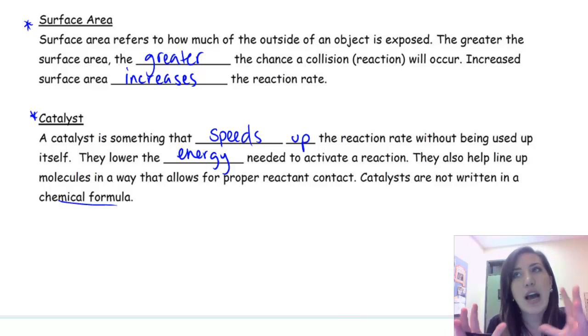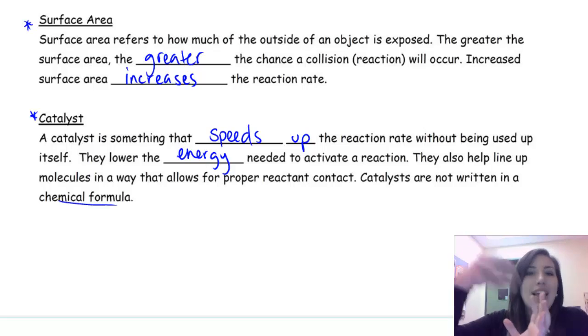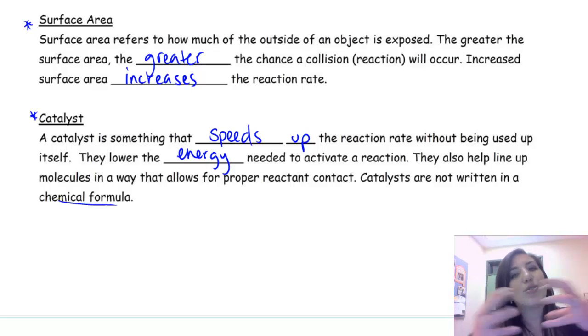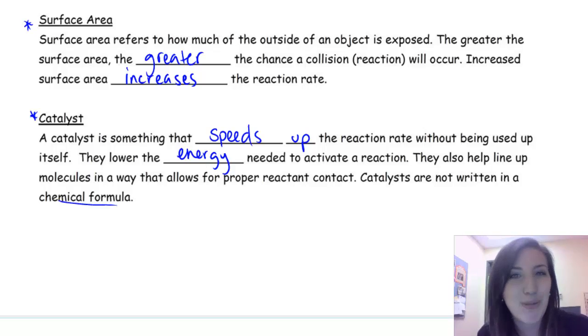So they also can help line up your reactants in a certain way so that they fit together really well, so those reactants will really join nicely to make your products.